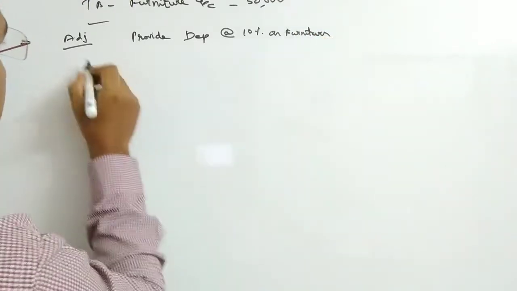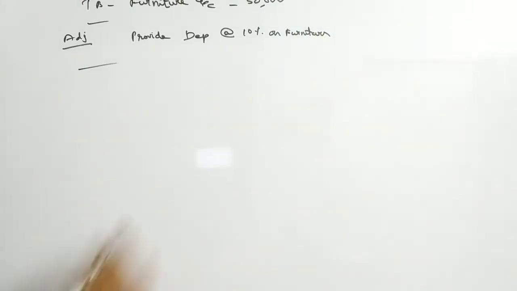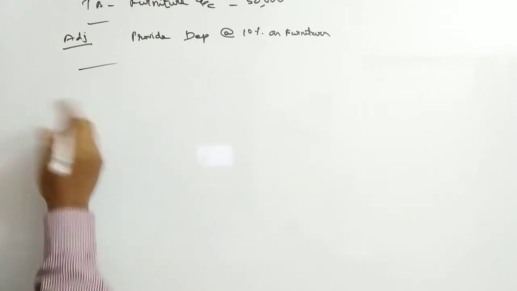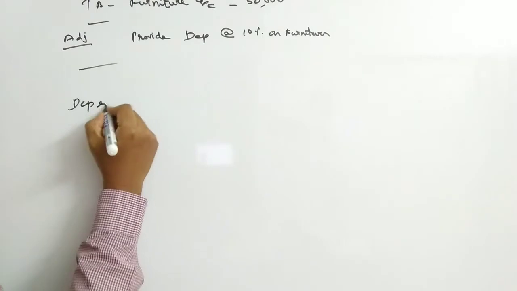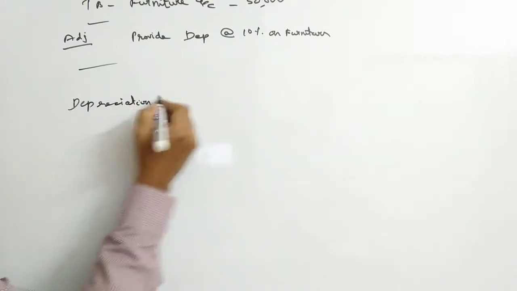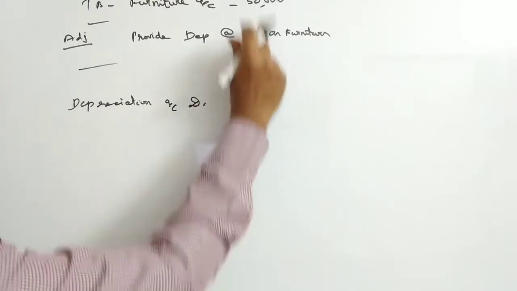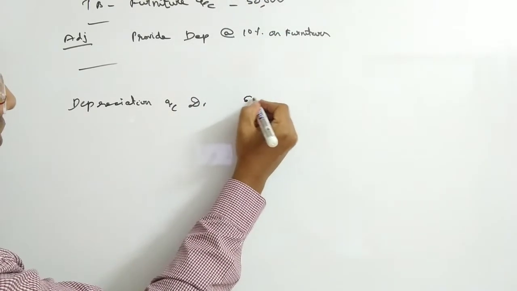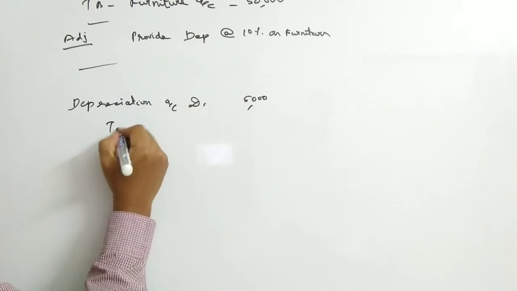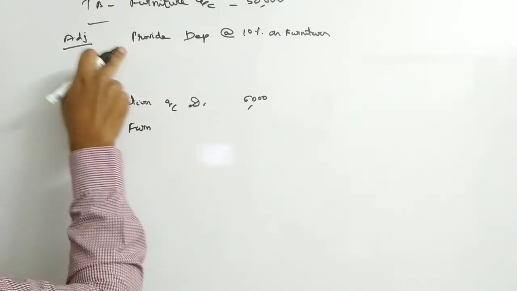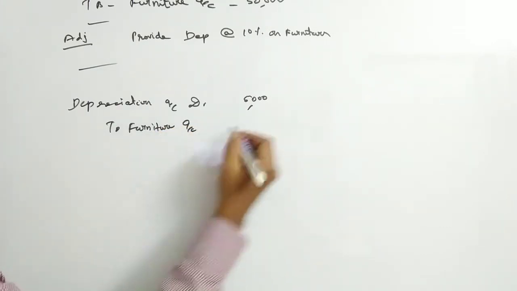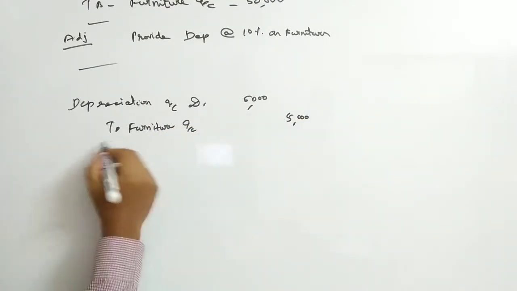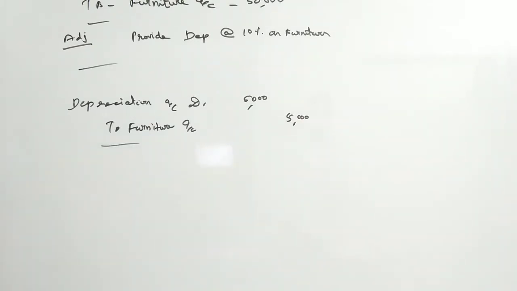The next step would be the adjustment journal entry. Depreciation account debit, how much? 50,000 into 10%, that is 5,000, to furniture account, because it is calculated on the asset, so the furniture account should be credited, 5,000. So this is the adjustment journal entry. Depreciation is being adjusted with the furniture.